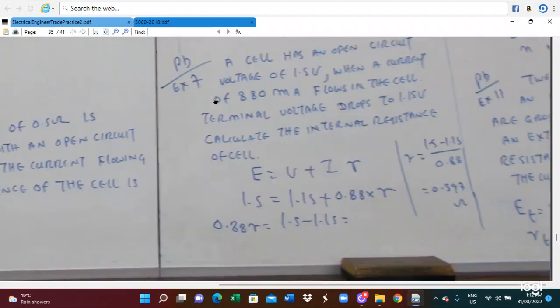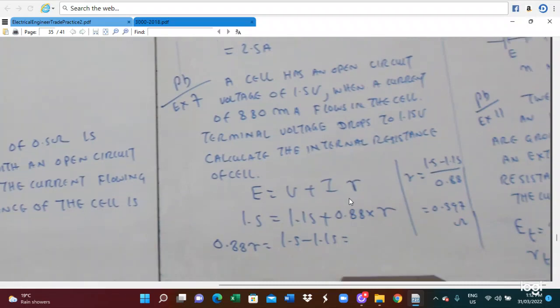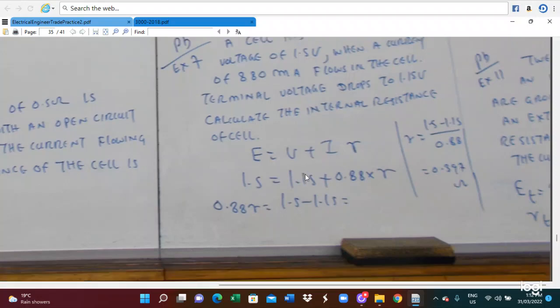The next problem is that a cell has an open circuit voltage of 1.5 volt. When a current of 880 milliampere flows in the cell, the terminal voltage drops to 1.15 volt. We have to calculate the internal resistance of the cell. So E equals V plus Ir. So 1.5 equals 1.15 plus 0.88 r, then we calculate the r value. So this is how we calculate that.